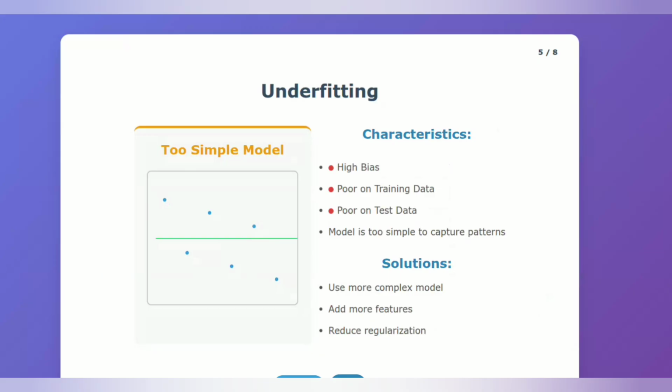Now, let's tackle overfitting and underfitting. Underfitting occurs when your model is too simple to capture the underlying patterns in the data. It performs poorly on both training and test data. Think of it as a student who didn't study enough. Solutions include using a more complex model, adding more features, or reducing regularization.